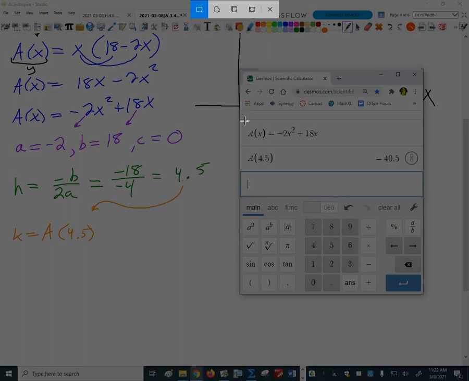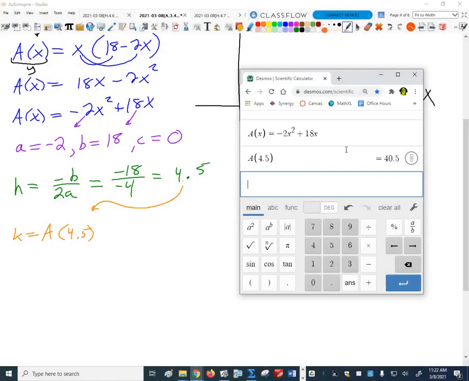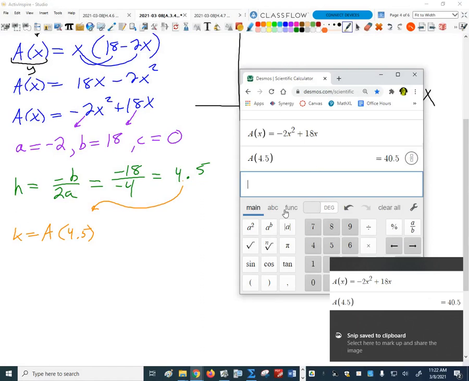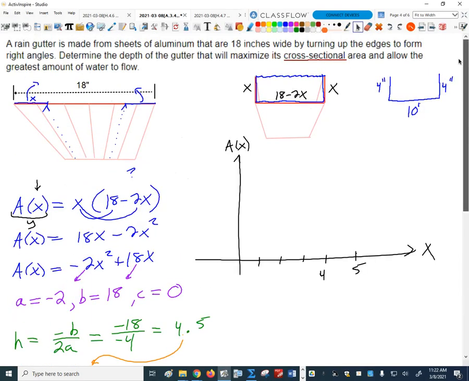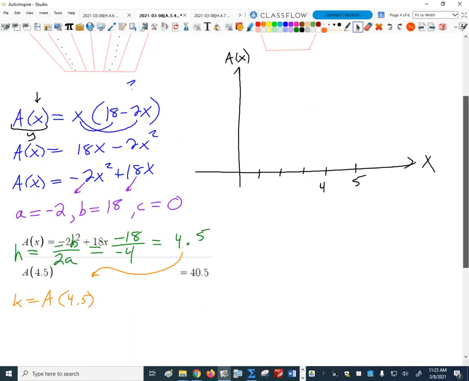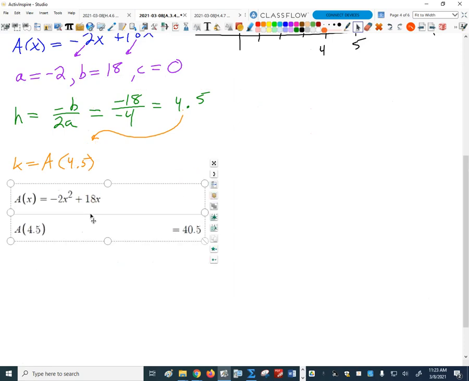And you have access to Desmos, the scientific Desmos, and that's all I'm using. It's not even the graphing one. You have access to that all the time on tests, right? So you can use Desmos for this stuff. Oops, right there, that's what I want. So A of 4.5, we already found the value of K then. It's equal to 40.5.